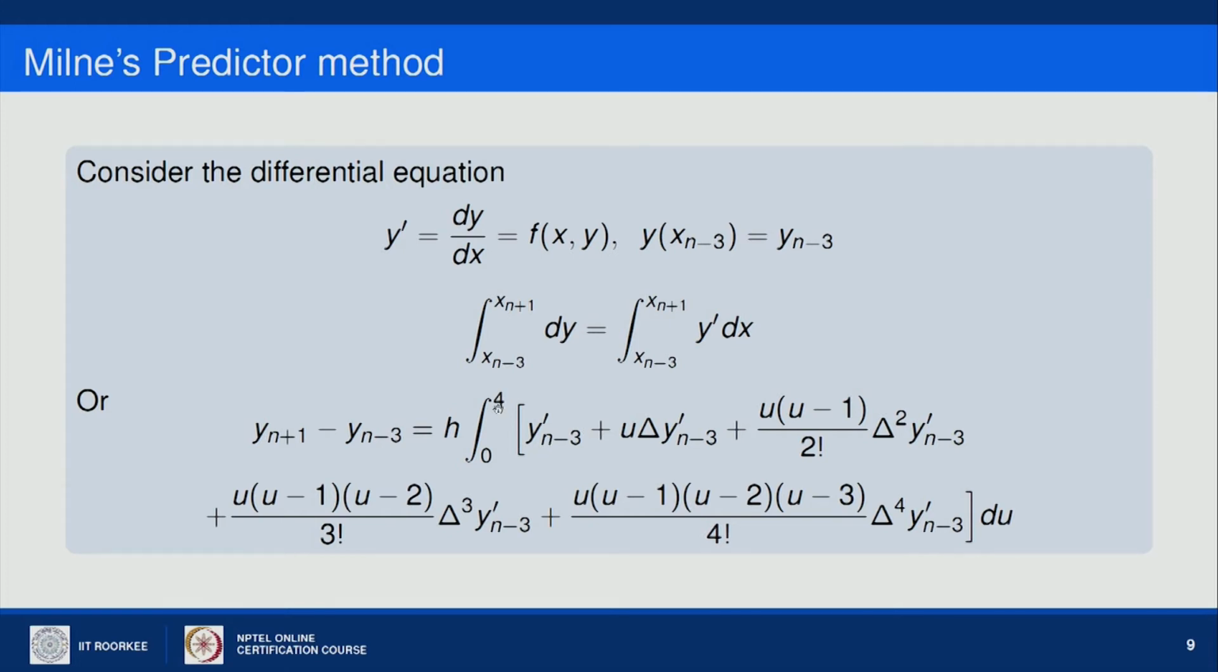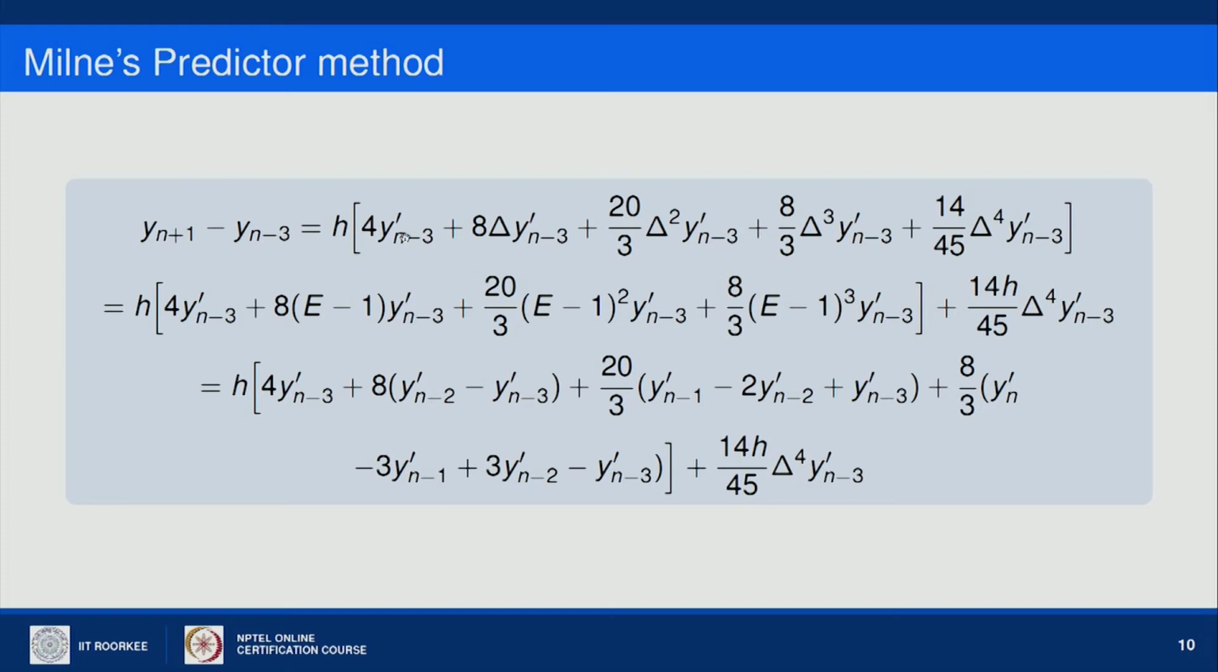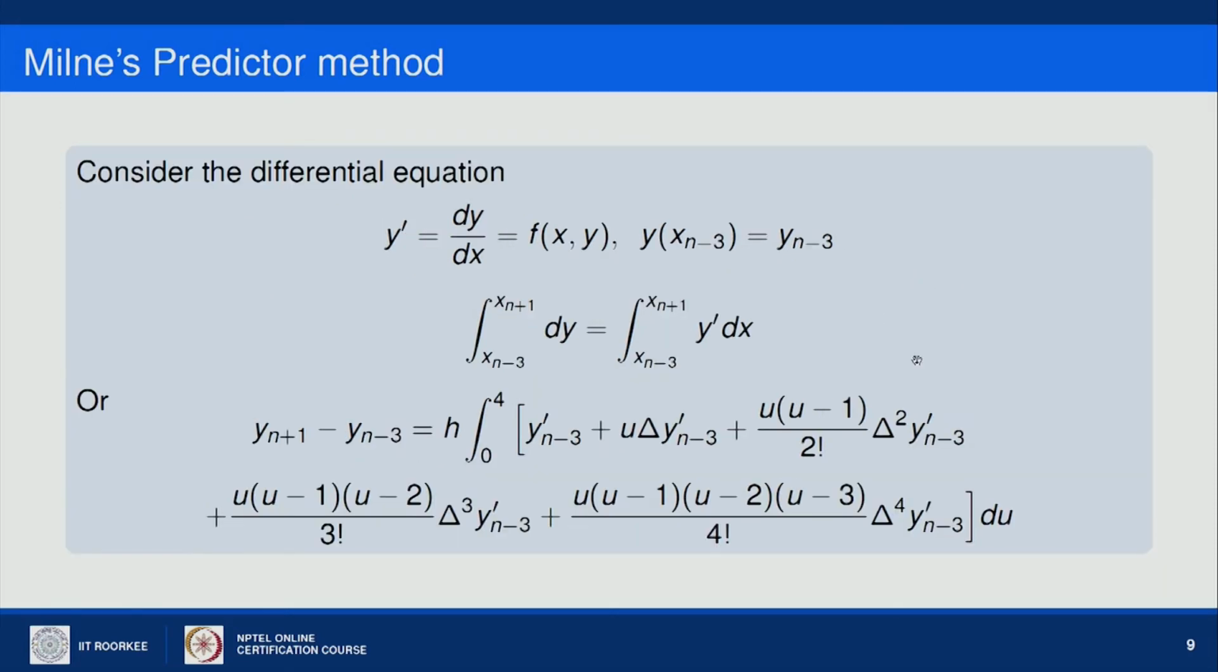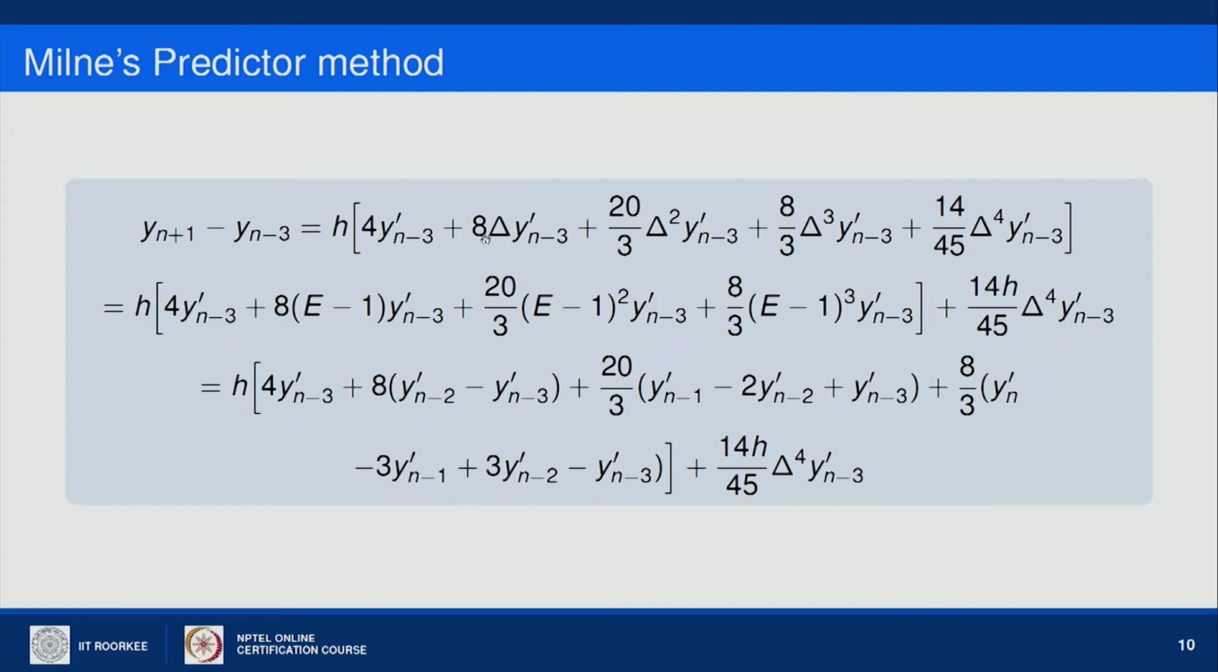So, when I substitute the limit, the upper limit is 4, so it becomes 4 times y prime n minus 3, which is my first term. Then the second term becomes u square upon 2. When I substitute the limit, u square becomes 4 into 4, 16. So 16 by 2 becomes 8. So 8 times delta of y prime n minus 3, and similarly we got another 3 terms.